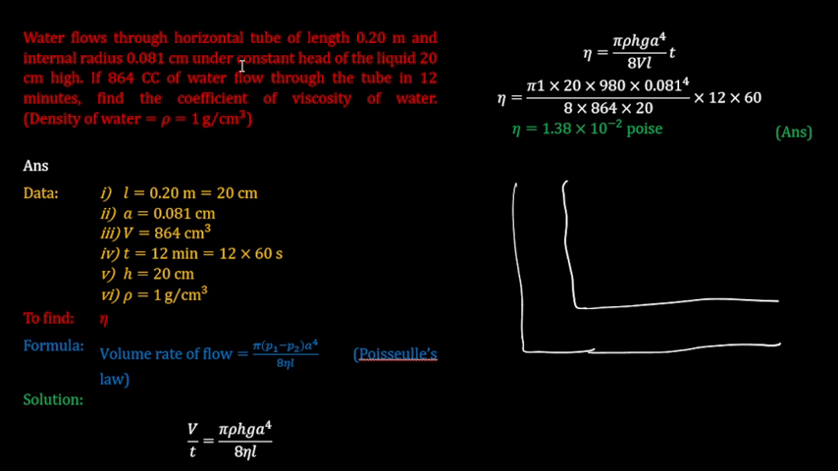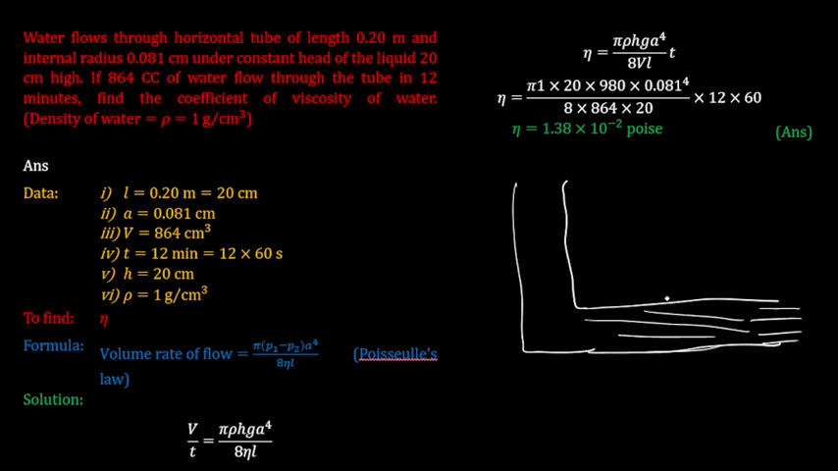Next problem, water flows through the horizontal tube and it has a length of 0.20 meter. This is the horizontal tube which is attached with a vertical tube at the left hand side end, and this right end has the open end. This is the open end from which the water is flowing out.